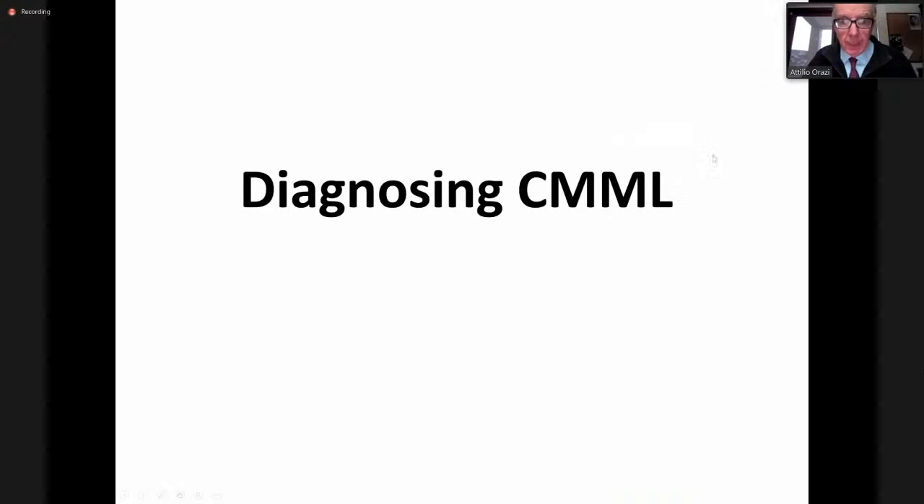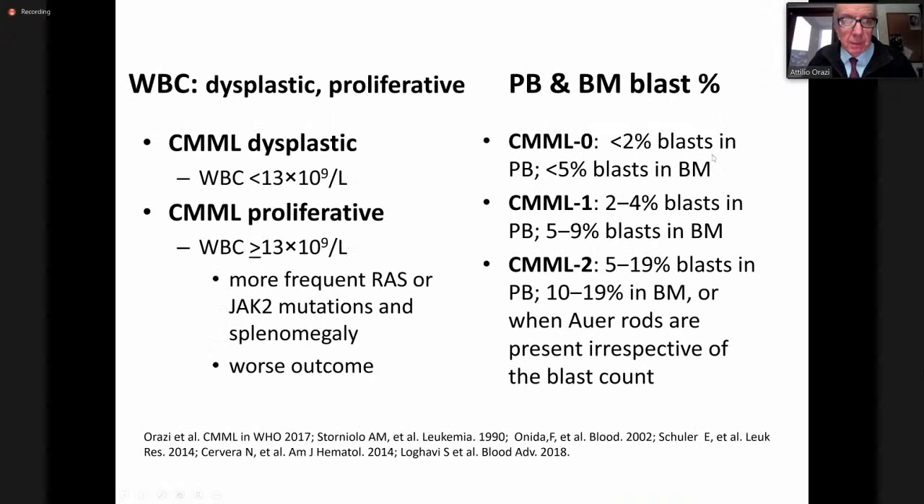Okay, how do you diagnose CMML? So you use the peripheral blood in the beginning. Once you've done the diagnosis, you also use the peripheral blood to prognosticate the patient. The bone marrow as well, of course, in relation to the blast count. I'm talking about morphology here. So from a morphology standpoint, we have 2 types of CMML, the dysplastic and the proliferative. So these are the differences between the two.